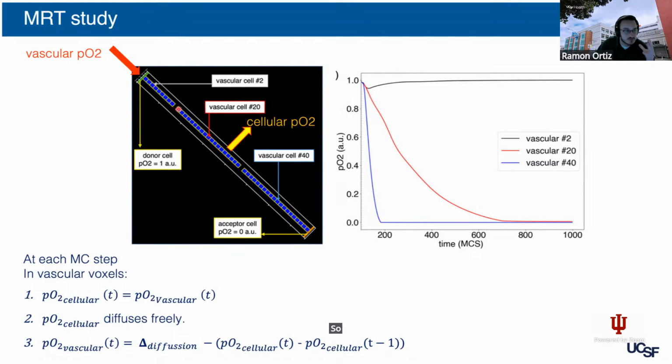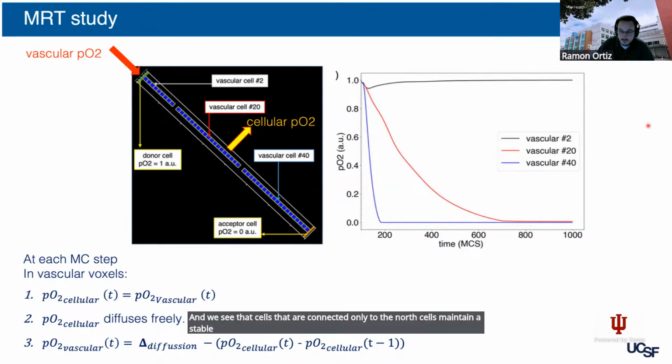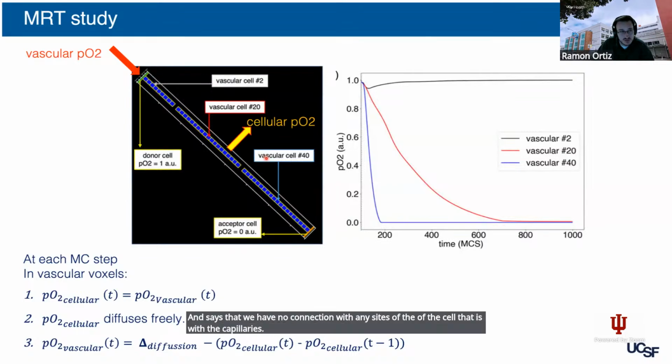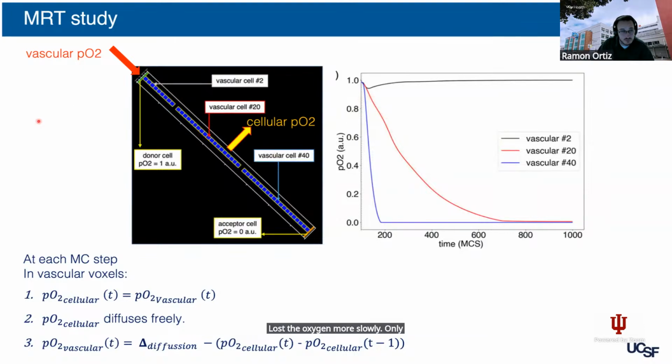So for example, for this proof of principle example, we can remove two cells that we assume are killed by radiation from the capillary. And we see that cells that are connected only to donor cells maintain a stable value of this field, while cells only connected to the acceptor cells lost oxygen quite rapidly due to the drainage, due to the oxygen flow and the diffusion of oxygen toward the medium, and cells that had no connection with any sides of the cell lattice with the capillaries lost the oxygen more slowly, only due to the diffusion towards the medium.